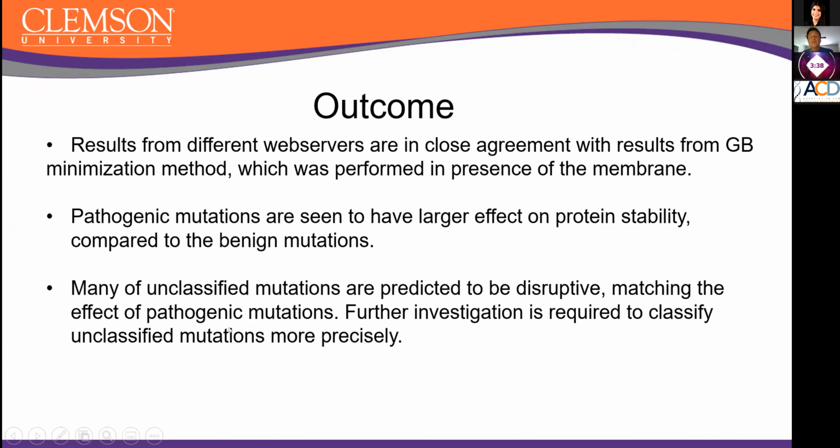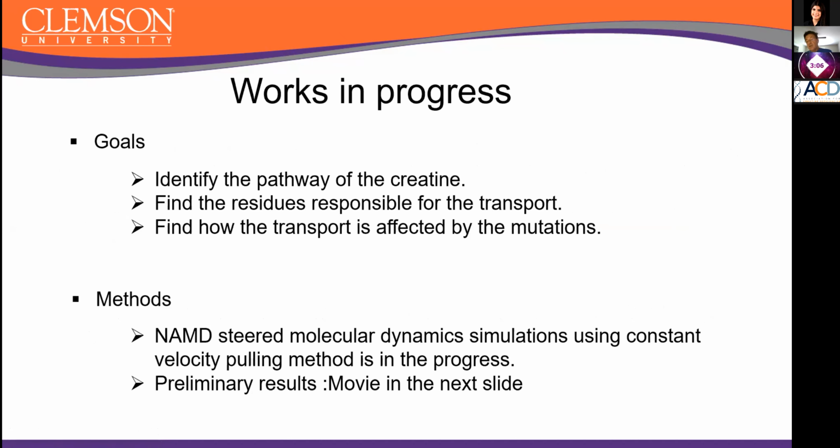More or less, the results of the web servers and the results of the MMPBSA minimization method are similar. And what we saw on the previous slide is that indeed pathogenic mutations are predicted to affect the stability to a larger extent than benign mutations. And many of the unclassified mutations may be reclassified based on the predicted effect on the binding free energy. So, as I apologized at the beginning of my talk, we were unable to achieve most of the goals that were planned, for different reasons.